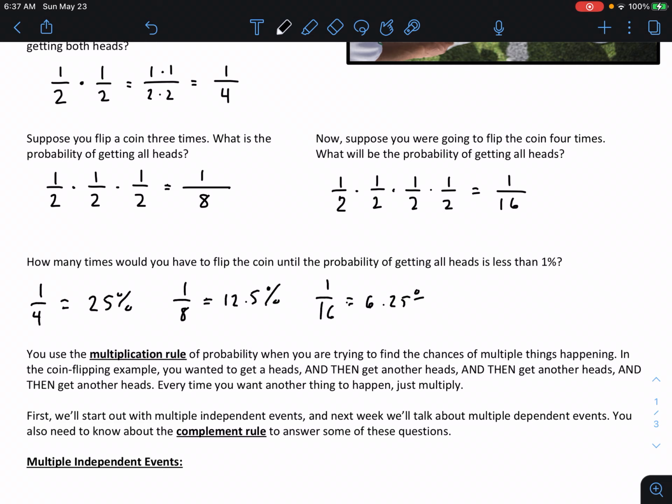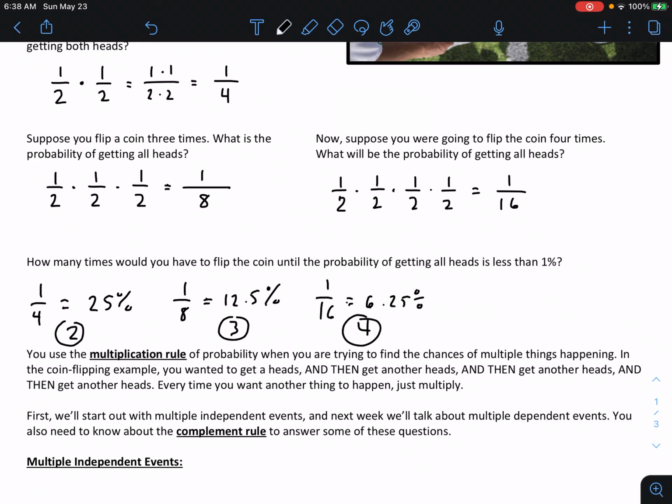I don't know if you noticed, but every time we add another flip, so the first 1/4 was 2 flips, the 1/8 was 3 flips, so this was 2 flips, this was 3, this was 4. Every time we add a flip, it's cutting the probability in half, because it went from 1/4 to 1/8, or 25% to 12.5%, and then from 12.5% to 6.25%. So that's half again, right?